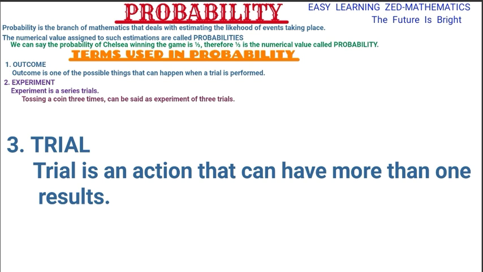But when you toss a coin once, that is a trial. When you do that trial, the coin will land on a head or on a coat of arms. So it has got more than one result, which means that is a trial.